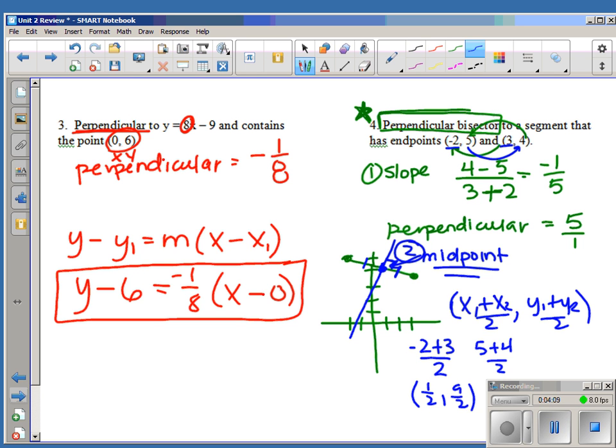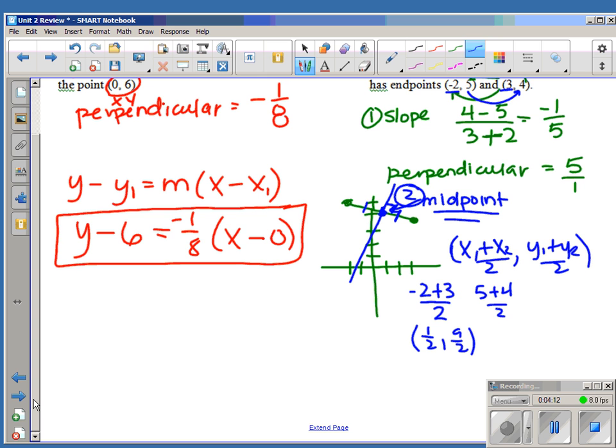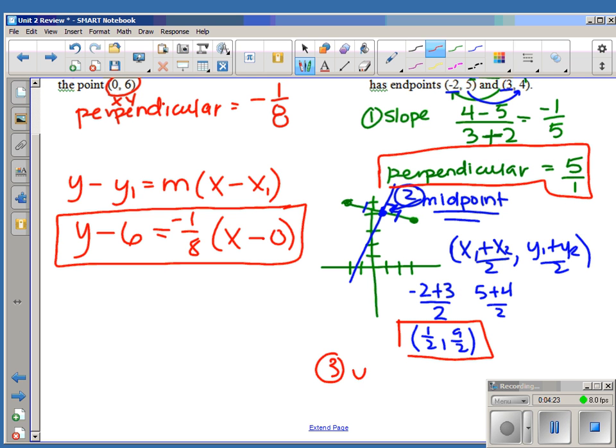And you could write those as decimals if you wanted as well, right? So I've got my slope. Here's the key. My perpendicular slope, and I have my midpoint. So now the last step is write the equation in point slope form.